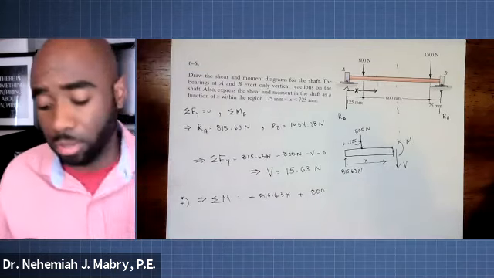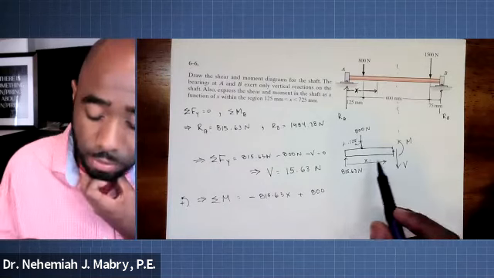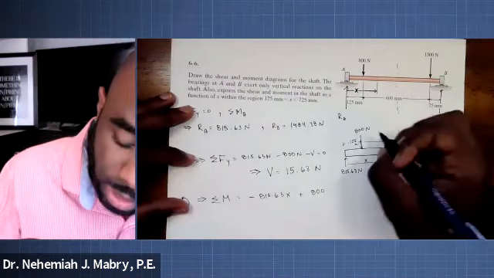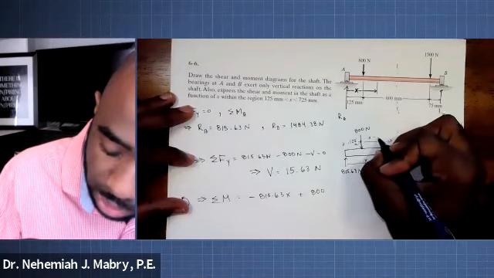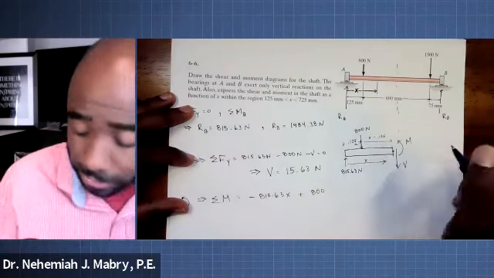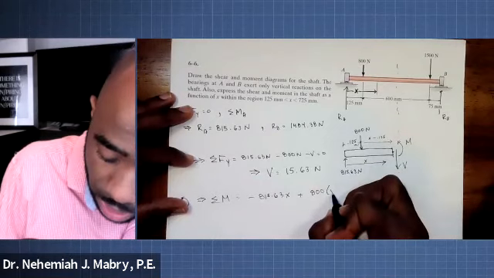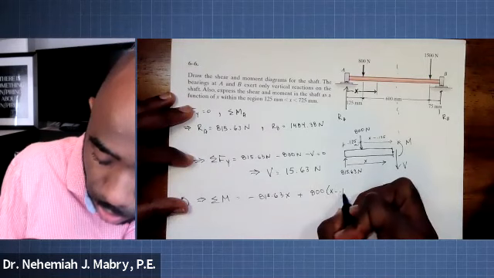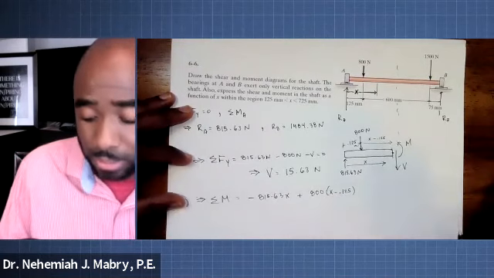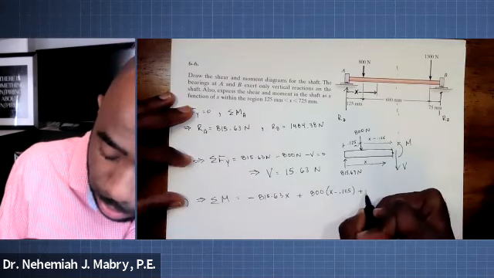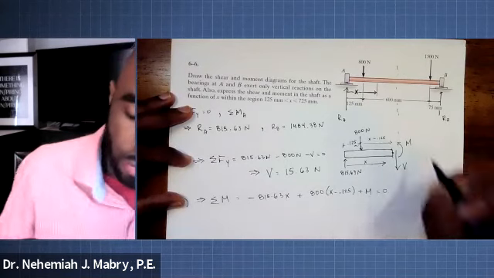But what would be the distance? It's not X. It's not the full X, but it'll be whatever distance this is. Well, this distance is X minus 0.125 meters. So we're going to have 800 times X minus 0.125. And then, of course, we got plus M to account for that moment that's unknown.